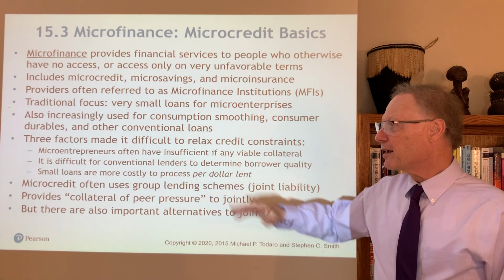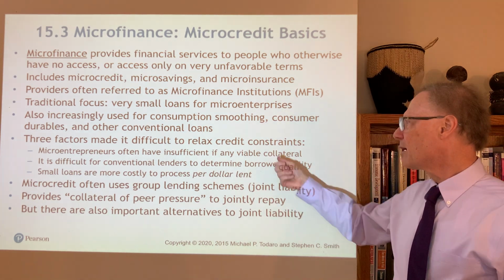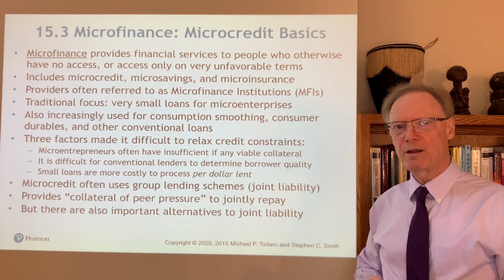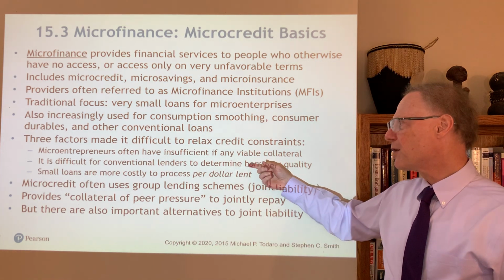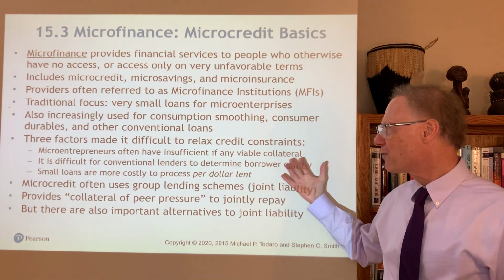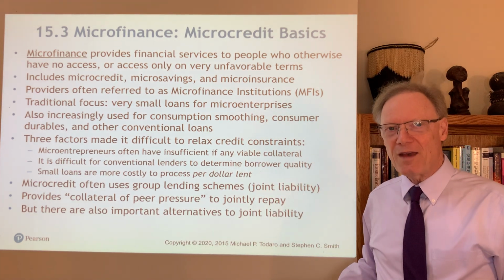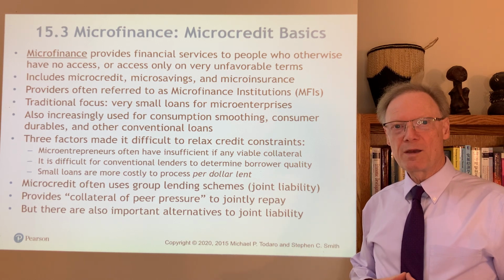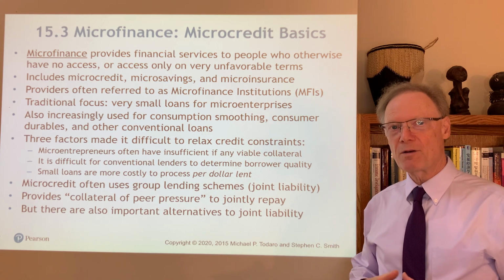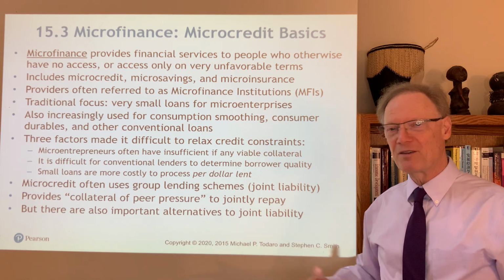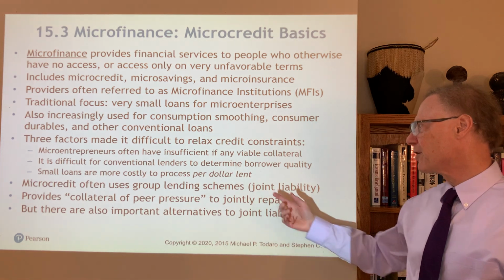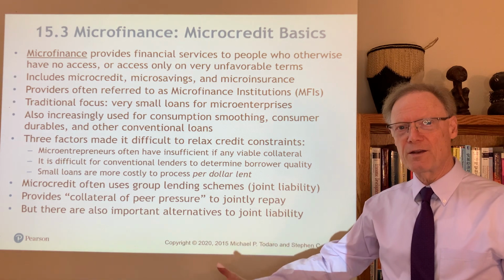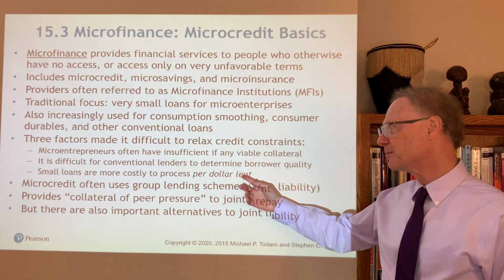So the essential idea is that there's three factors that make it difficult to relax credit constraints that are impacting the poor. One is that these micro entrepreneurs often have insufficient or, if any, viable collateral to offer. One dimension of being poor may simply be to lack collateral, because that can lock one into poverty without this access to credit. So that's the first point. Banks are not very inclined to lend to borrowers unless there's some collateral.